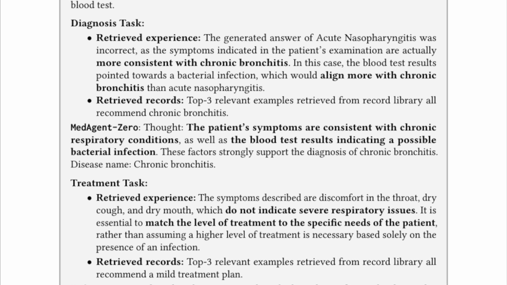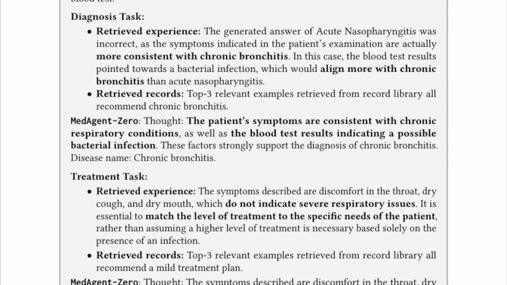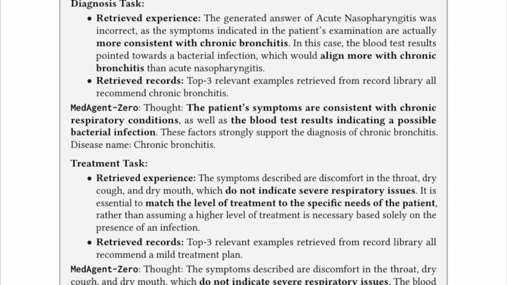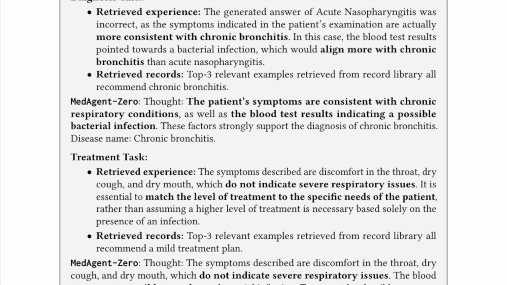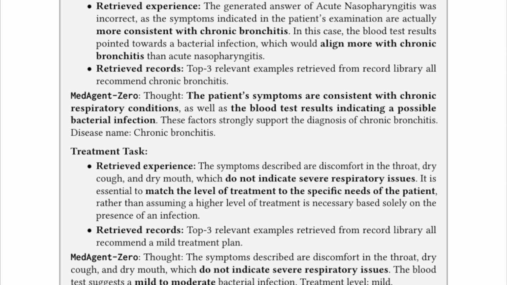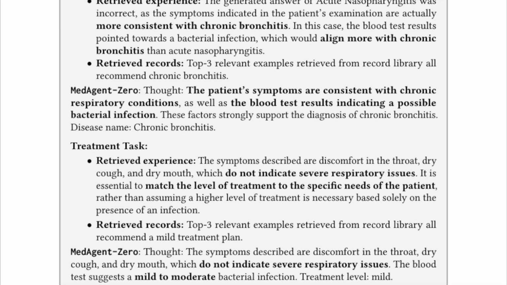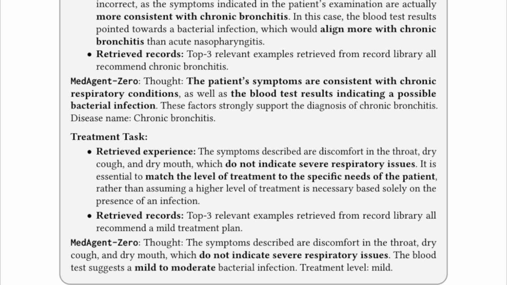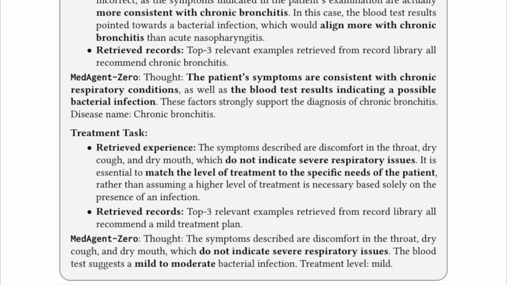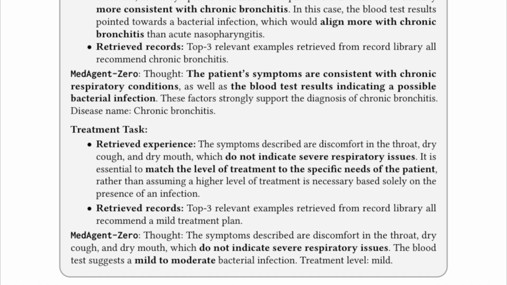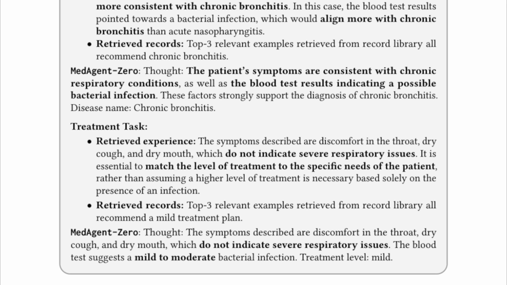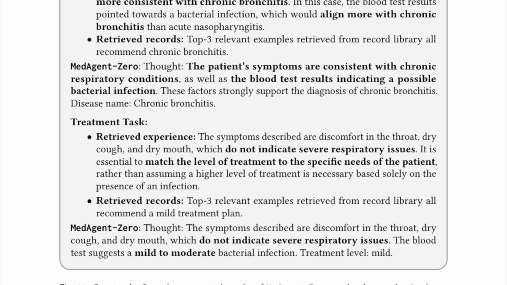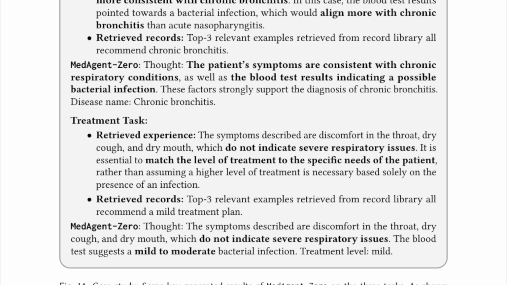Disease name: chronic bronchitis. Treatment task: retrieved experience. The symptoms described are discomfort in the throat, dry cough, and dry mouth, which do not indicate severe respiratory issues. It is essential to match the level of treatment to the specific needs of the patient, rather than assuming a higher level of treatment is necessary based solely on the presence of an infection. Retrieved records. Top 3 relevant examples retrieved from record library all recommend a mild treatment plan. MedAgent 0. Thought. The symptoms described are discomfort in the throat, dry cough, and dry mouth, which do not indicate severe respiratory issues.